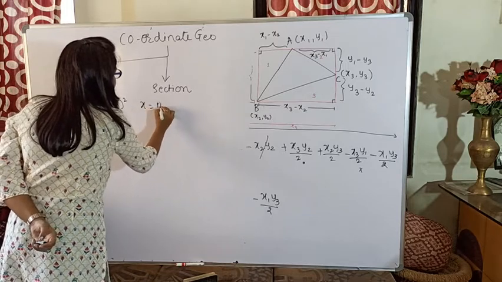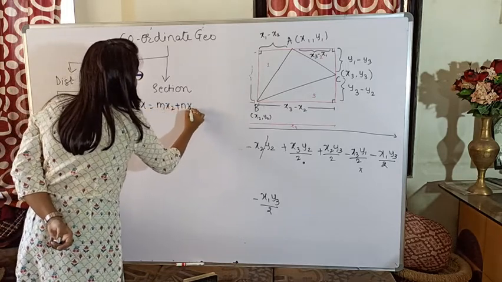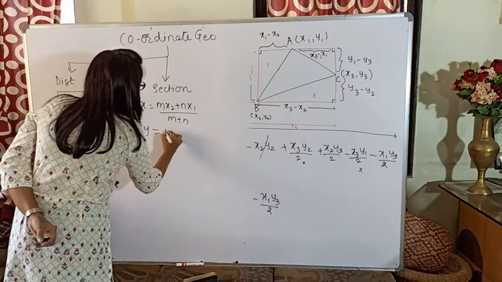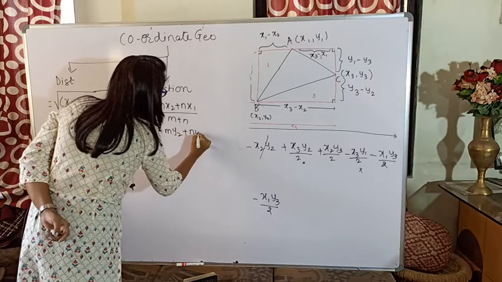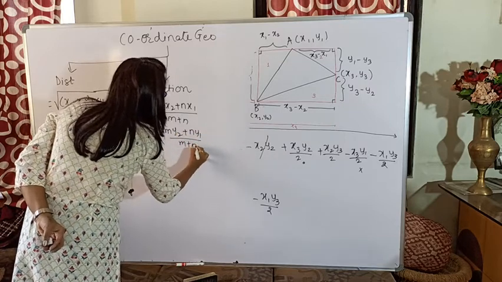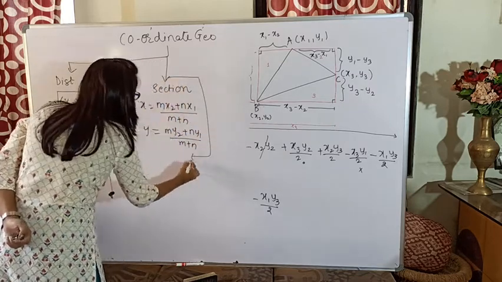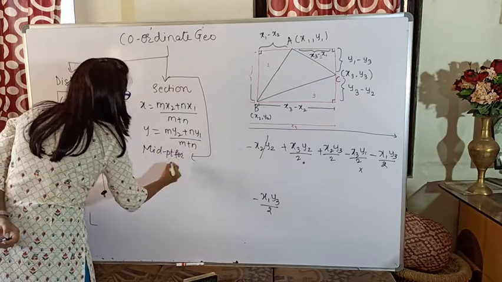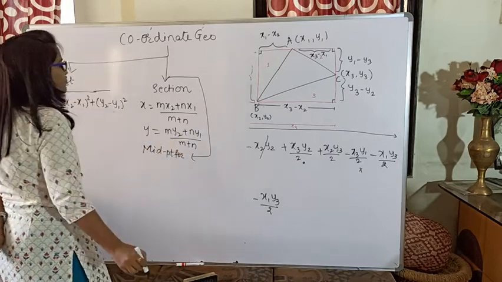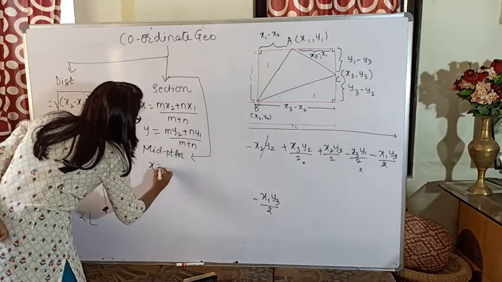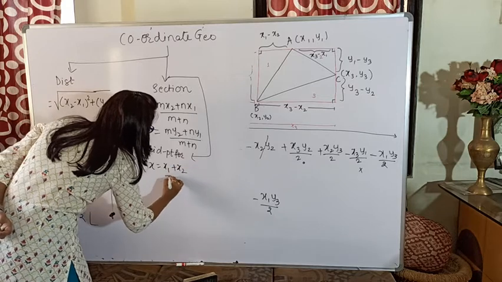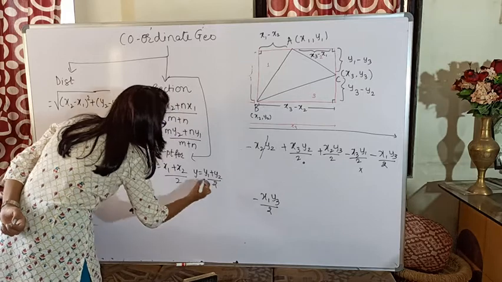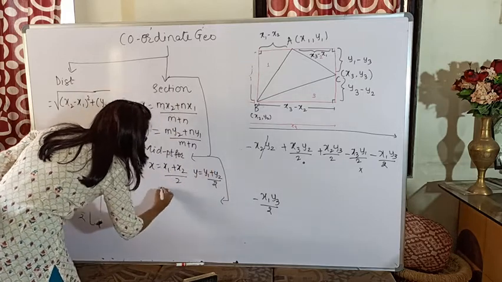So x was given as mx2 plus nx1 divided by m plus n, whereas y was given as my2 plus ny1 divided by m plus n. In the same formula, we have already derived the midpoint formula. So in the midpoint formula, what was the formula? Only the values of m and n was 1. Therefore, x was given as x1 plus x2 divided by 2, whereas y was given as y1 plus y2 divided by 2. The next formula was centroid.